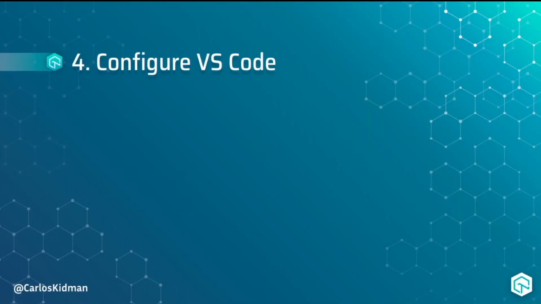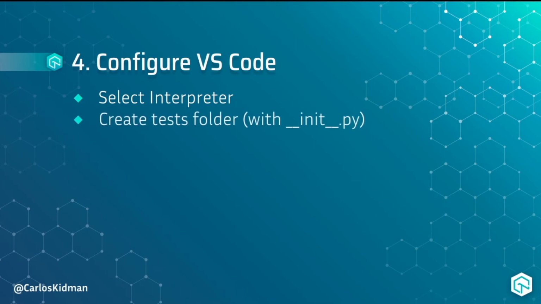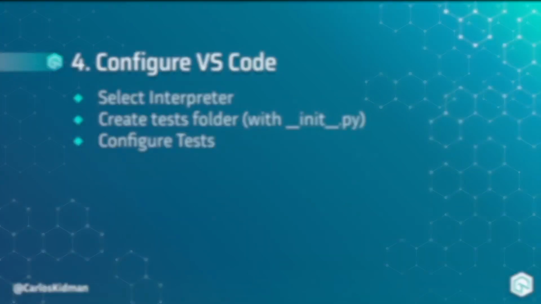So the last thing we need to do to start writing our tests is to configure VS Code for Python development using pytest. We'll start by telling VS Code where our interpreter is. This would be the virtual environment that's holding all of our packages and dependencies. From there, we need to create a test folder that also includes this __init__.py file, and you'll see that here soon. And then we need to configure the test to say, hey, here's a test folder, and also use pytest as our testing framework. So let's see what that looks like.